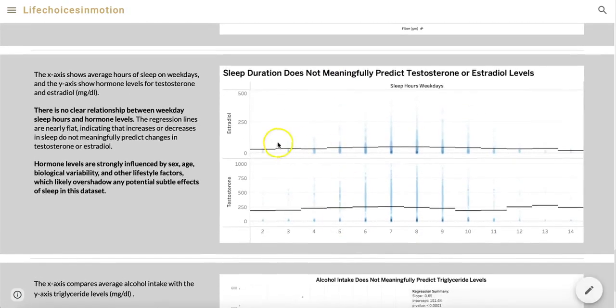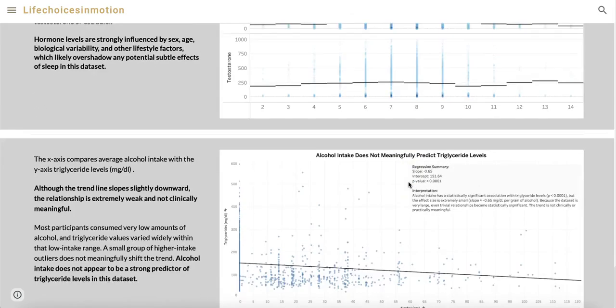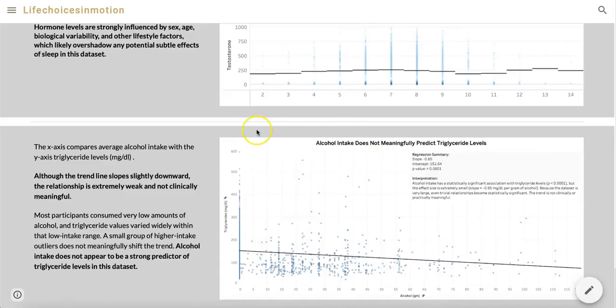These last two charts are not necessarily meaningful in our dataset. Nevertheless, we still included them in our webpage. We see that sleep duration does not meaningfully predict testosterone or estradiol levels, and alcohol intake does not meaningfully predict triglyceride levels.